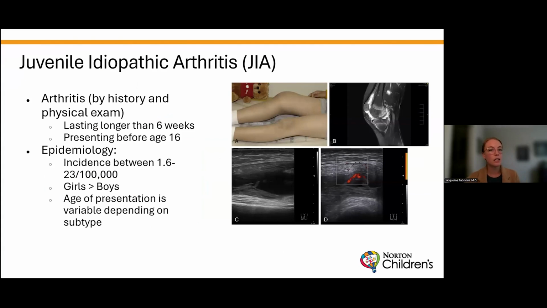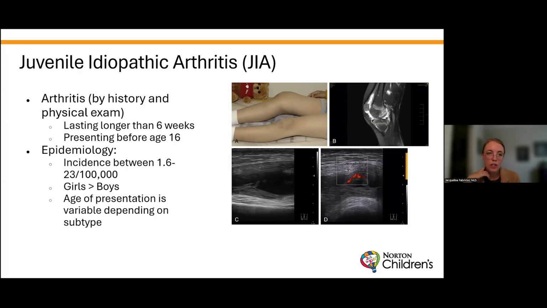So the diagnostic criteria for juvenile idiopathic arthritis really only consist of two things: arthritis, which is detected by history and physical exam alone, lasting longer than 6 weeks and presenting before the age of 16. There is no lab testing, there's no imaging criteria. It is simply arthritis that's been present for that length of time. And you have to have excluded alternative diagnoses.